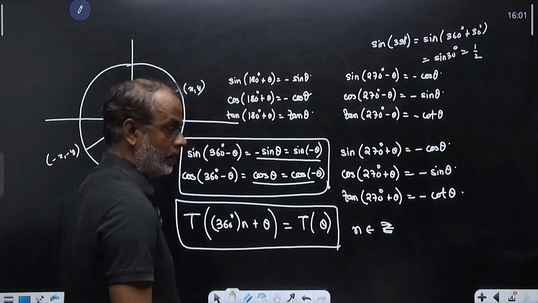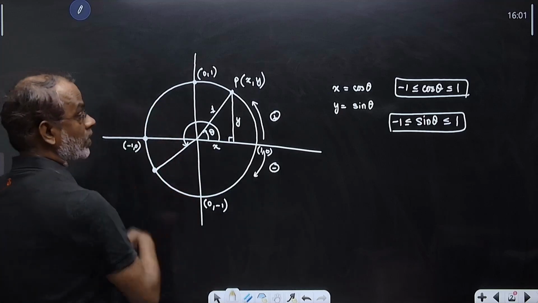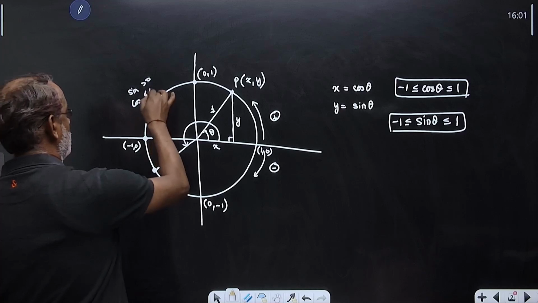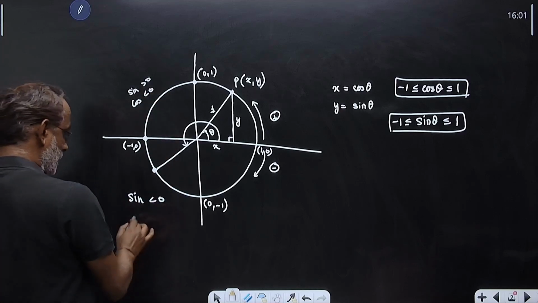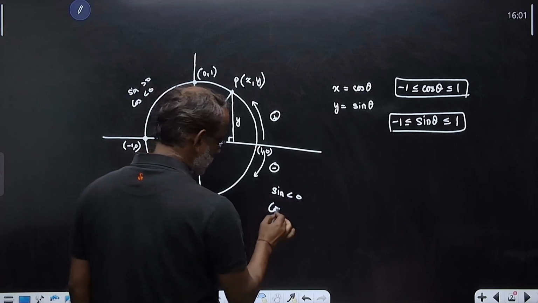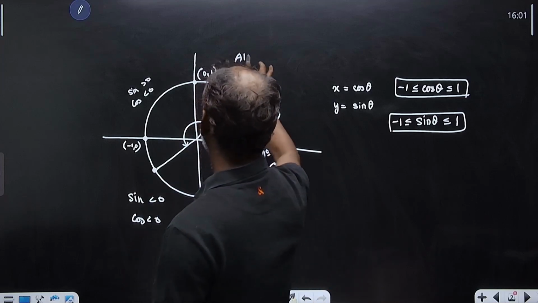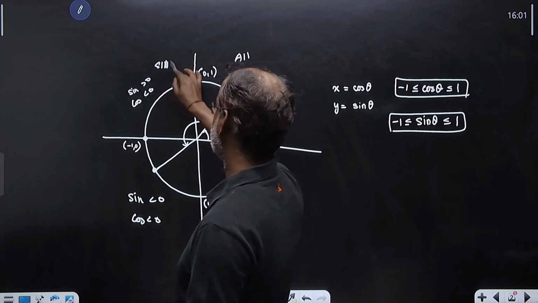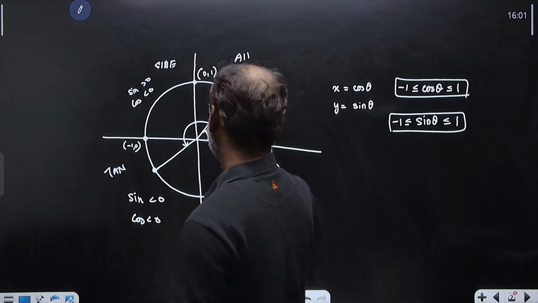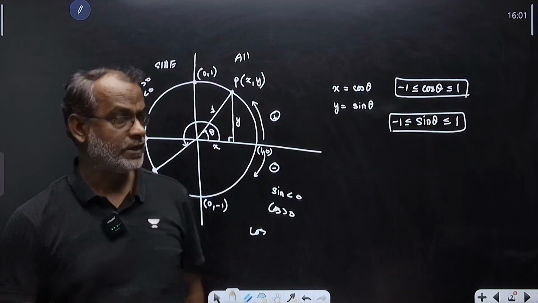Also from this you are able to understand that in the second quadrant x coordinate is negative, cos is negative, sine is positive. In the third quadrant sine is negative, cos is negative. In the fourth quadrant sine is negative and cos is positive. Okay, so therefore people remember it as: all, sine, tan, cos, all sine tan cos. Add sugar to coffee. Quadrant wise, which one is positive, which one is negative.